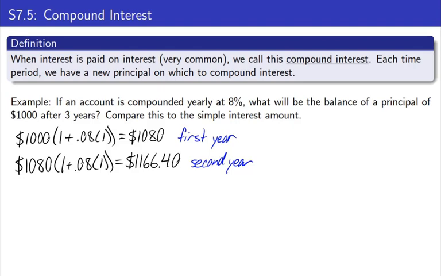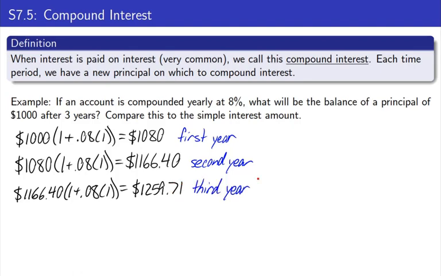And then finally in the third year, we're going to start with the $1,166.40, and we'll again compound 8% interest onto that. I get $1,259, and I'll round this to 71 cents. This is my third year. So at the end of 3 years, I have $1,259.71 based on this compound interest.